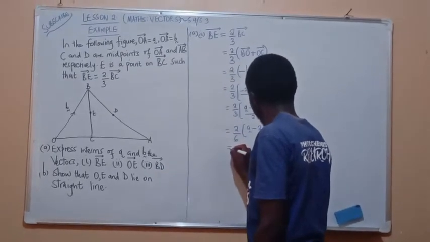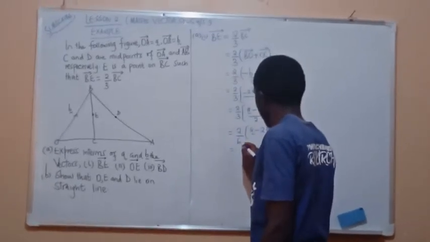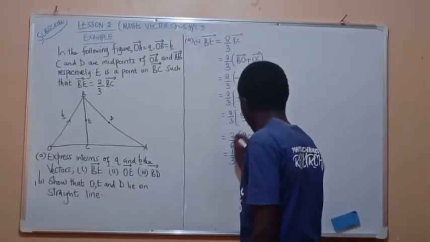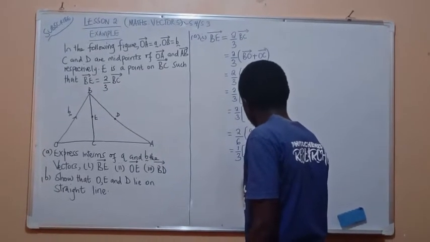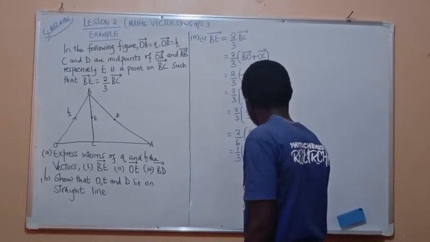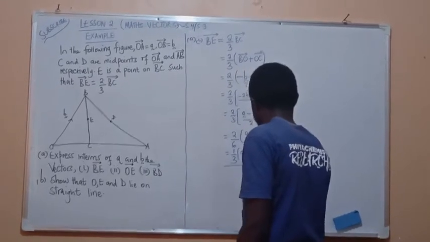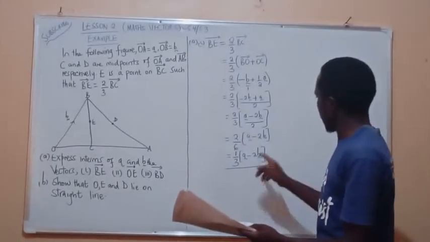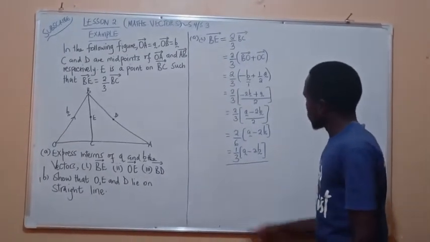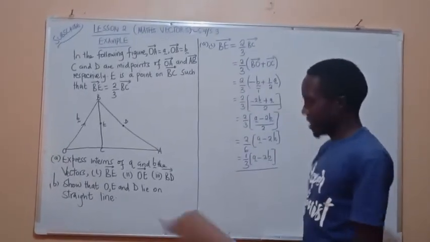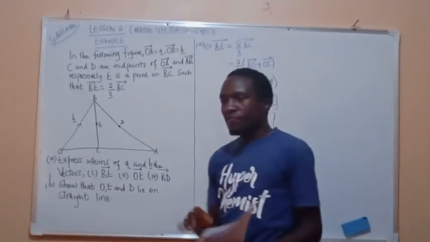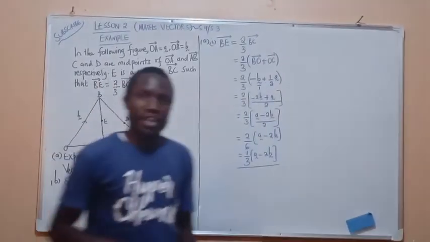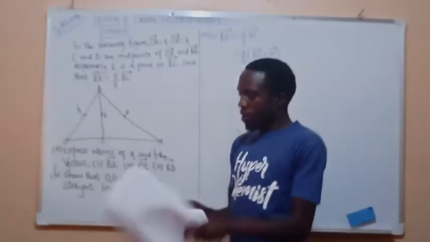And this can be reduced, 2 can go, and here we shall have 3. So it is 1 out of 3, I've divided by 2, into a minus twice b. That is how we can get our first part. Our first part needed BE, and we've gotten it. With vectors, failure to get the first part can affect your final answer.